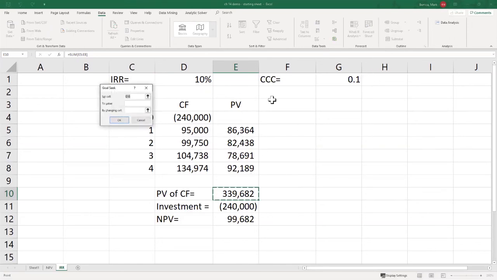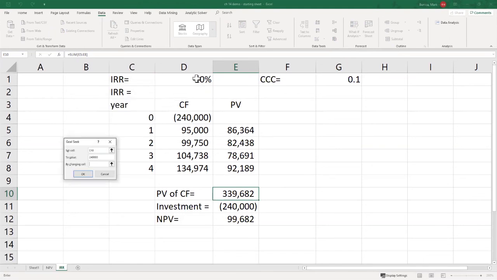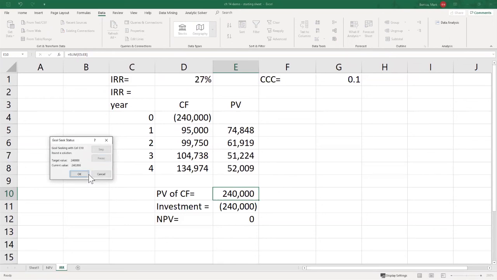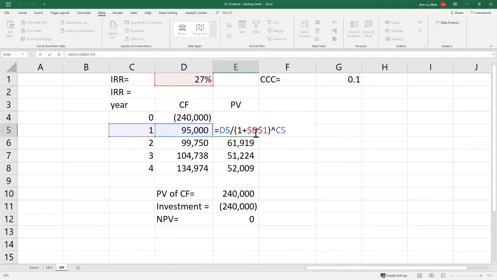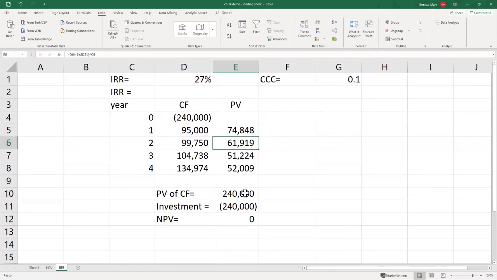So we say, okay, Goal Seek: I want to set this cell, the present value of the cash flows, to 240,000, one more zero, by manipulating the interest rate right here that we put in the denominator for each of these. So we just say, okay, go ahead and do that for me. And it goes ahead and does that. And it says the interest rate that you have to put in here for D1 is 27% in order to make the present value of these cash flows reduce down to 240,000.